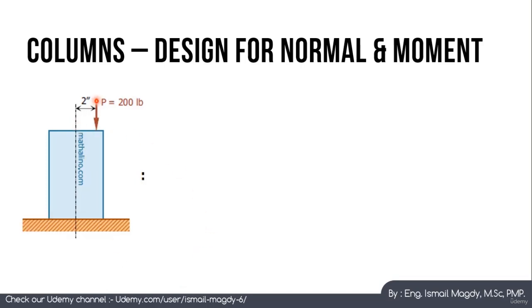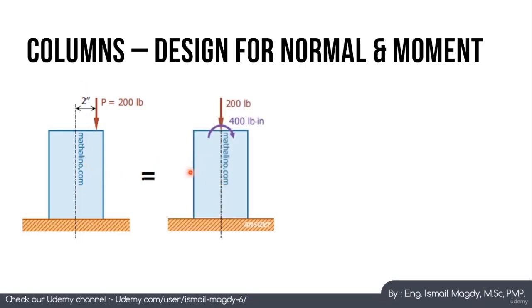If you look here, if this force coming from the column above is not exactly in the center of the column, let's say we have 2 inches eccentricity between the center of the column and the center of the column from above, this means that this column is actually going to have this normal force in addition to a moment that equals this load multiplied by the eccentricity. So in this case, this column is going to be under normal force and moment, not only a normal force.